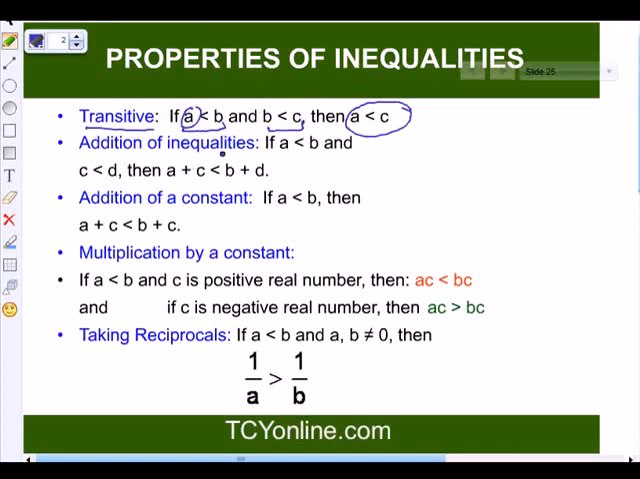Next is the addition of inequalities. Over here, if it is known that A is less than B and C is less than D, and now you add A and C together and B and D together, then that means A plus C will be less than B plus D.